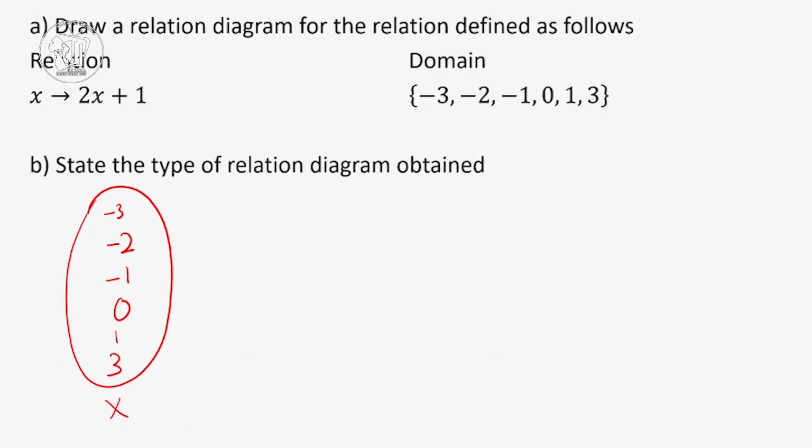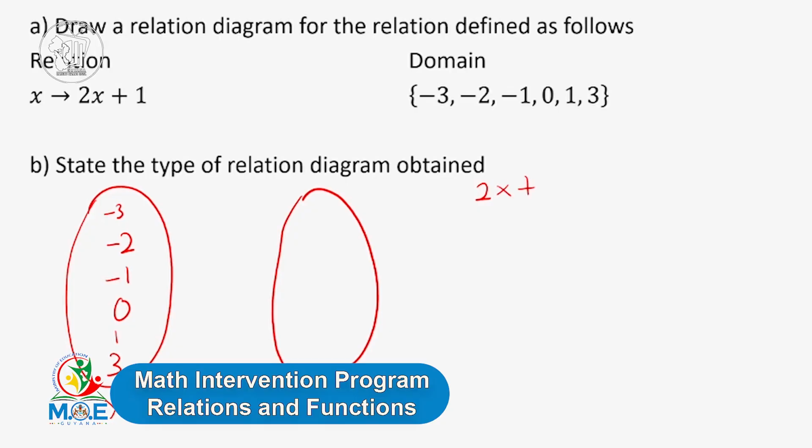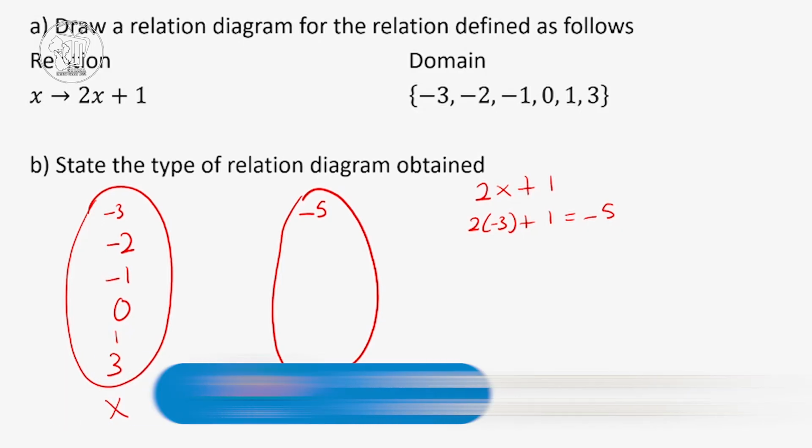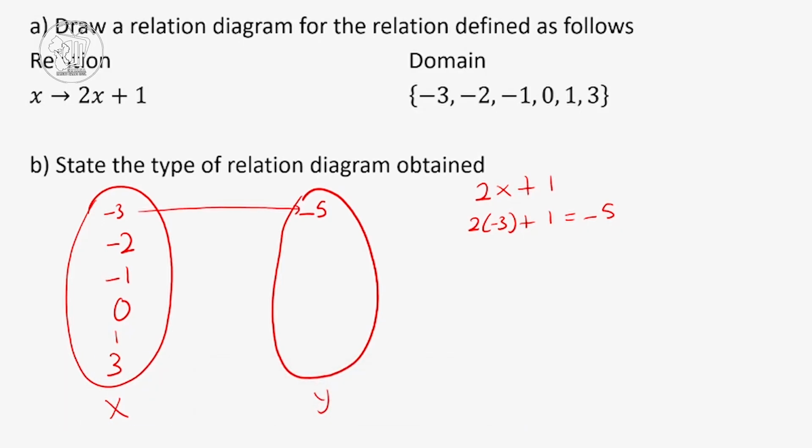I can call this X. And this will be mapped onto, we have the rule, X to 2x plus 1. So let's call this Y. So the rule is 2x plus 1. So the first x, we have -3. So this would be 2 times -3 plus 1. And 2 times -3 would give you -6, plus 1 would give you -5. So -3 is mapped onto -5. So we can draw that arrow diagram.